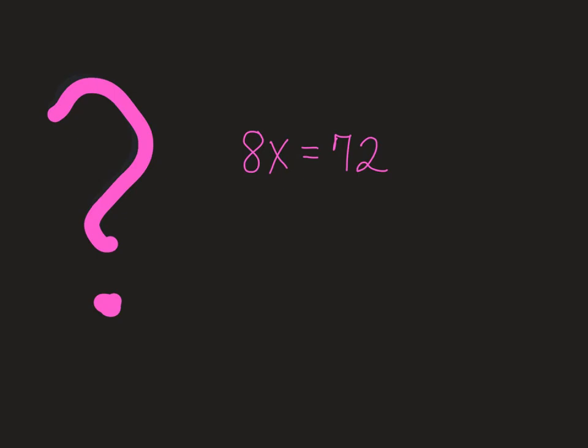All right, here's your next question. What is x going to be? If 8x equals 72, what is x? Did you say 9? Divide by 8, divide by 8, cross out. What's my answer? 72 divided by 8 is equal to 9.